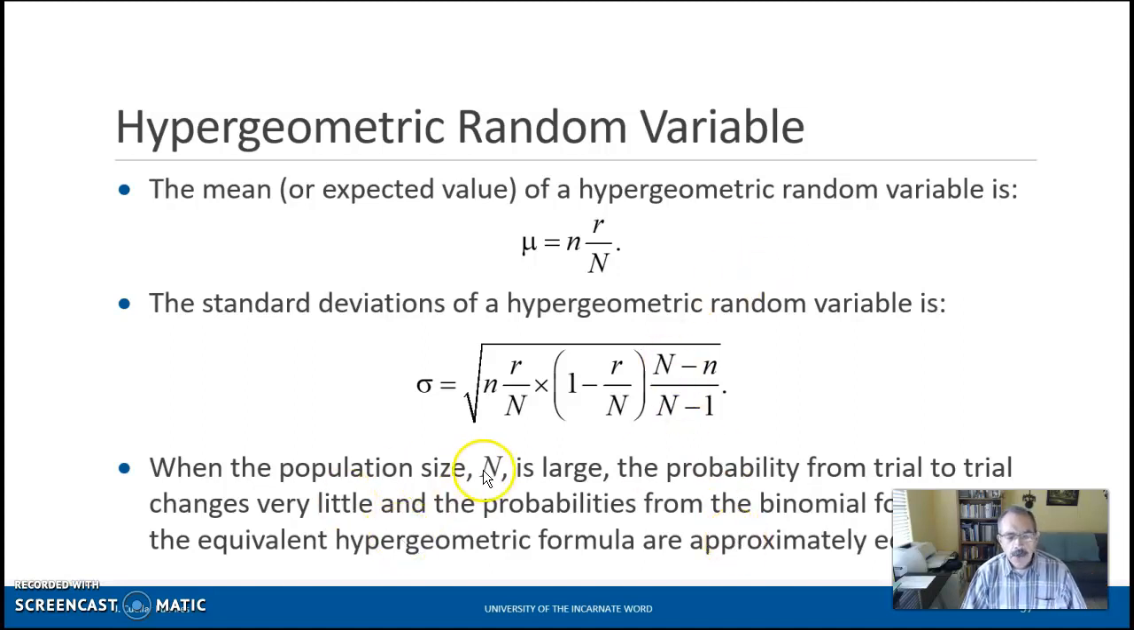And finally, I wanted to point out that if the population size is very large or relatively large, then the binomial probabilities and the hypergeometric probabilities are approximately equal. So if you have a sample size of, say, 10,000, well, you do better, or you can do the calculations with the binomial form.